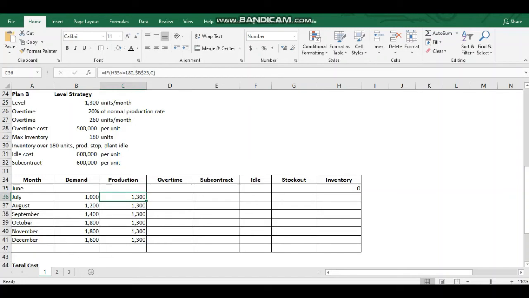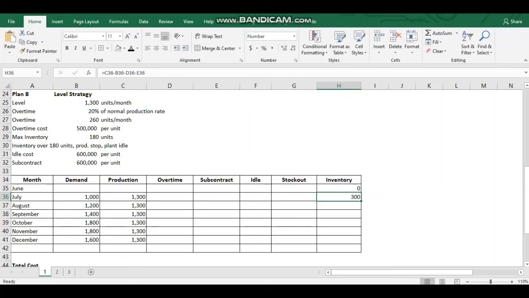So it means the production is excess, right? We have 300 units left, and it becomes our inventory, the difference between the production and demand. And then next, on August, the demand is 1200 units while the production is 1300 units.